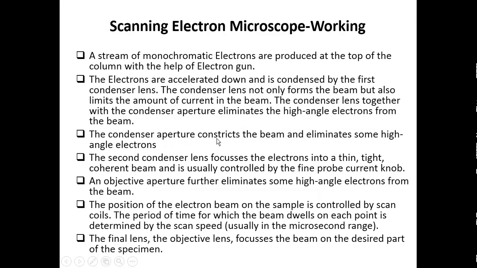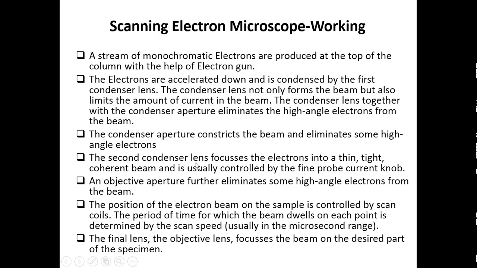The condenser aperture restricts the beam and eliminates some high angle electrons. Actually, the condenser lens and aperture make the beam more directed, which eliminates the high angle electron spreading. Okay.